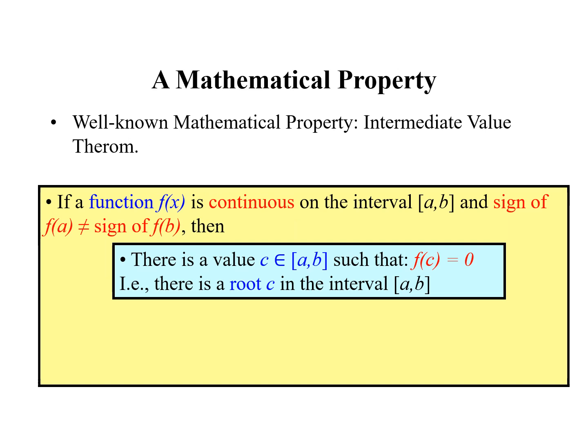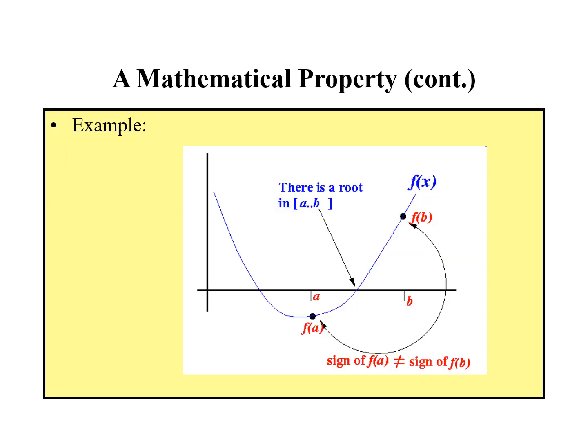In order to find the root of the function, we have a well-known mathematical property called the intermediate value theorem. If a function f(x) is continuous on the closed interval [a, b] and the sign of f(a) is not equal to the sign of f(b), then there is a value c belonging to the closed interval [a, b] such that f(c) equals 0. Since the value becomes 0, c is called the root of the equation which lies in the interval [a, b]. Consider the graph of f(x) as follows. Since f(a) and f(b) are of opposite signs, there exists a root between a and b.